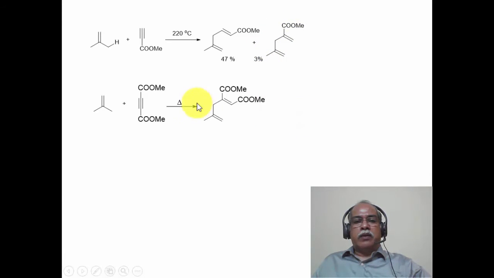The reaction is carried out at a much lower temperature, around 150 degrees or so, when dimethyl acetylenedicarboxylate is reacted with isobutylene, resulting in hydrogen transfer from the methyl to this position, followed by carbon-carbon bond formation between this carbon and the olefinic carbon, which is the terminal olefinic carbon, resulting in the formation of this particular product that is shown here.